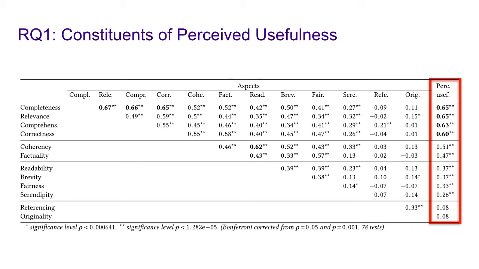In this table, the first column shows the aspects in our taxonomy, and the last column shows the correlation between the aspects and the perceived answer utility. We see that completeness, relevance, comprehensiveness, and correctness of the answers have strong correlation with answer utility. Here we note that, except for the last 2 aspects in the table, all results are statistically significant. Also, we see that the correlation between the individual aspects is not very strong. This means that the aspects we selected are not duplicates of each other.